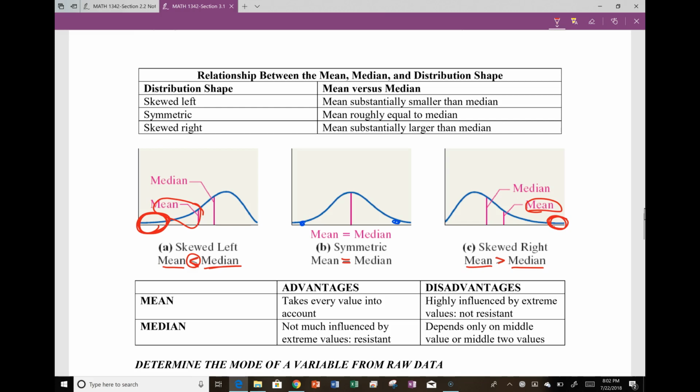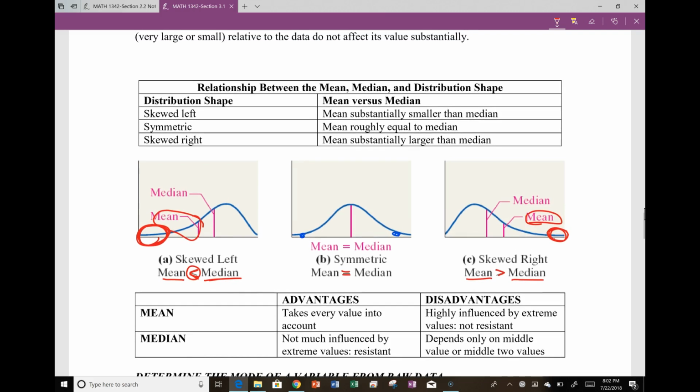Looking at mean and median, there are some advantages and disadvantages. The advantage to mean is it takes into account every data value. Those high grades are great for us. It pulls us on up. The low grades, it pulls us way down. That's kind of a disadvantage. Highly influenced by extreme values. It's not resistant.